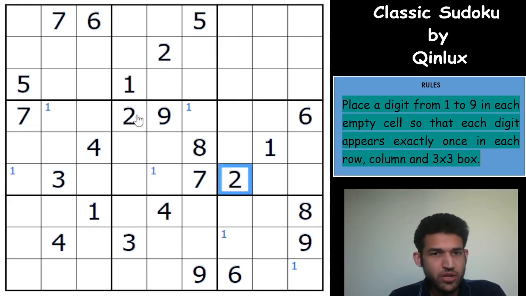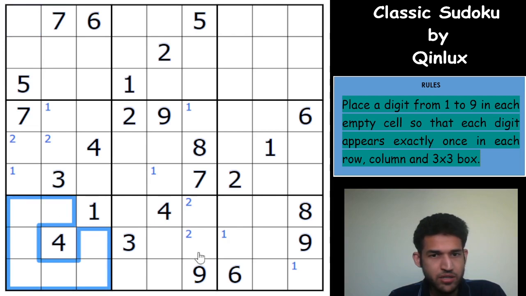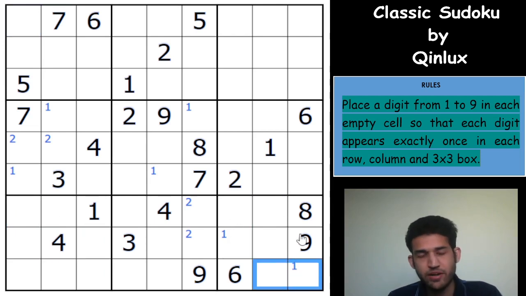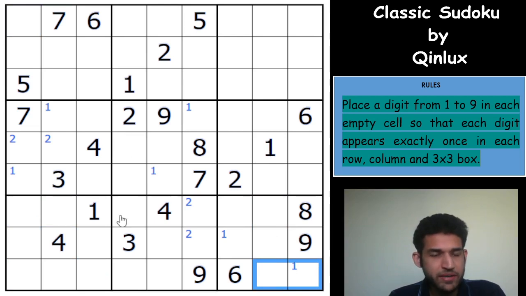Let's go to 2s now. 2 in column 4 and 5 gives me a pencil mark of 2 here. 2 in row 4 and row 6 gives me a pencil mark of 2 here, which we can mark comfortably. And rest of the boxes have more than 3 options, in fact, for 2. So let's go to a different digit for pencil marking.